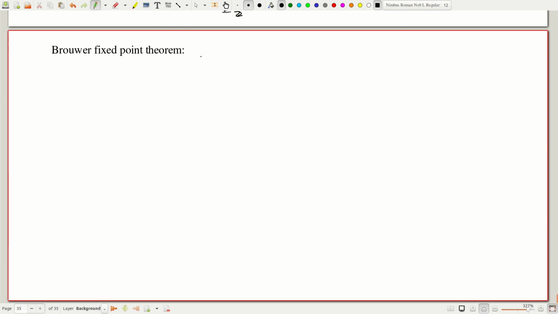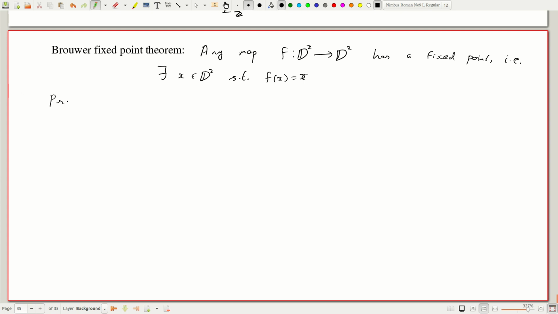And what this Brouwer fixed point theorem says, that any map, which recall is continuous function, f from D2 to D2 has a fixed point. And fixed point, recall, is that there exists x in D2 such that its image is itself, f of x equals x. Okay, and the proof is by contradiction. So suppose we had some map f from D2 to D2 that has no fixed points.